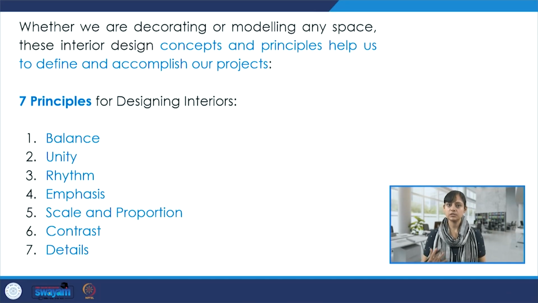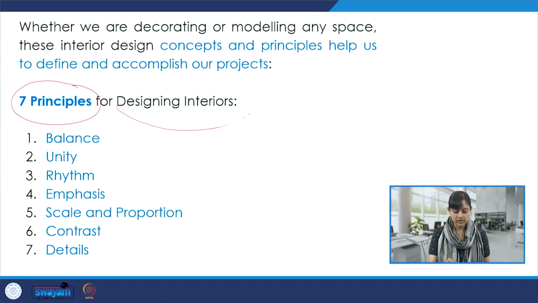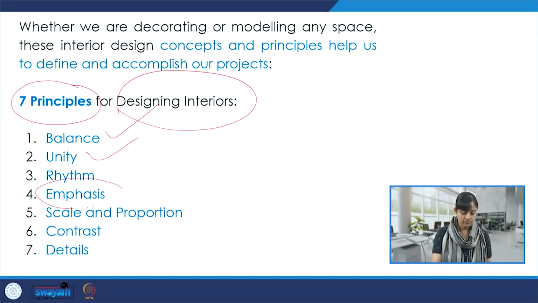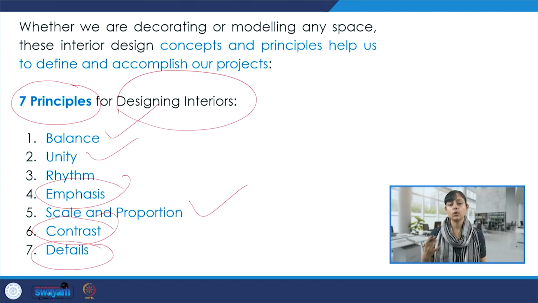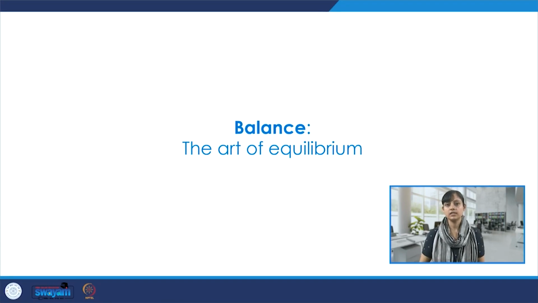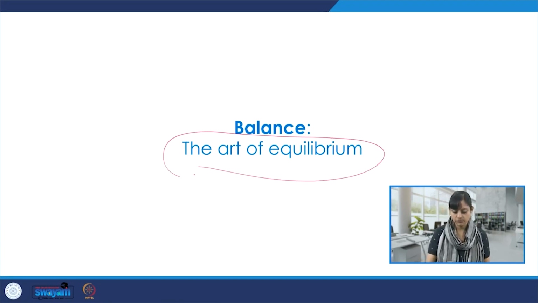And when we talk about principles of interior design, they are basically concepts and principles that help us to define and accomplish our projects, right? Interior architecture projects. And there are majorly 7 principles that come very handy when we design interior spaces. So, these are balance, unity, rhythm, emphasis, scale and proportion, contrast, and also the amount of detailing. So I always believe in, God is in the details, and details help achieve a certain vocabulary when we design spaces and projects. So we start with understanding the balance, which could be said as the art of equilibrium.